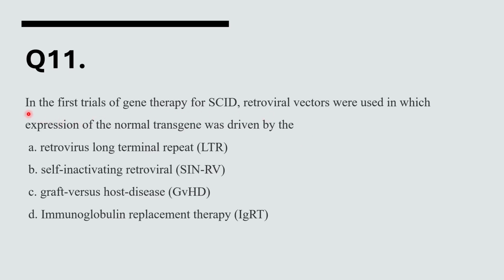So the next question is: in the first trials of gene therapy for SCID, retroviral vectors were used in which expression of the normal transgene was driven by the retrovirus long terminal repeat (LTR), self-inactivating retroviral SINRV, graft versus host disease (GVHD), or immunoglobulin replacement therapy (IGRT). Which one is it? Please try to answer this question. Then we will be discussing it in a few minutes.